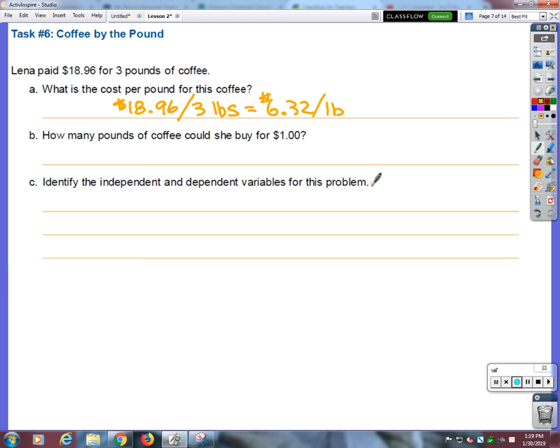Okay? Disagree. Yeah. You can buy less than a pound. I don't drink coffee, but don't they have those things where you can pour it into a thing and then it weighs it? Yeah, you don't have to buy the whole thing. So how do you figure out, Matthew, you're not wrong, if you can buy less than a pound, how do you use the fact that it's $6.32 per pound to figure out how much you can get for $1?